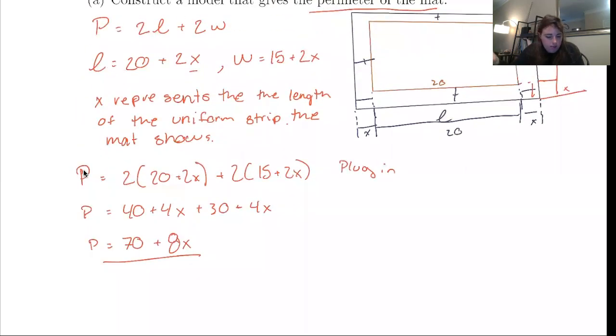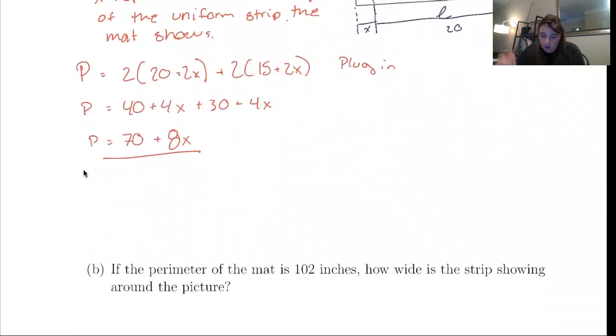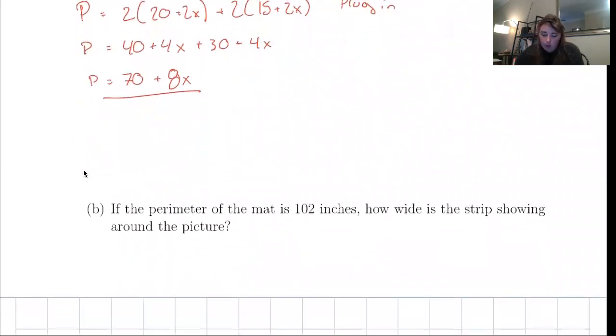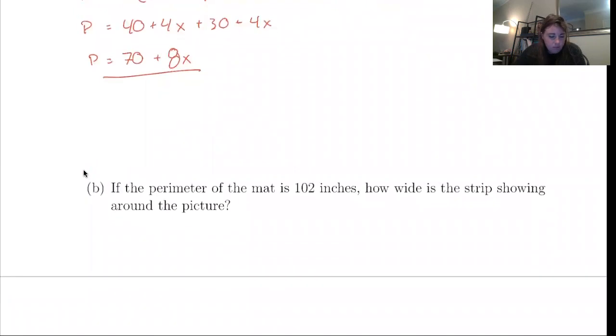So that's our equation. We're now asked if the perimeter of the mat is 102 inches, how wide is the strip showing around the picture? So perimeter of the mat is 102 inches. So is X 102 or is P 102? Yeah, P is 102.